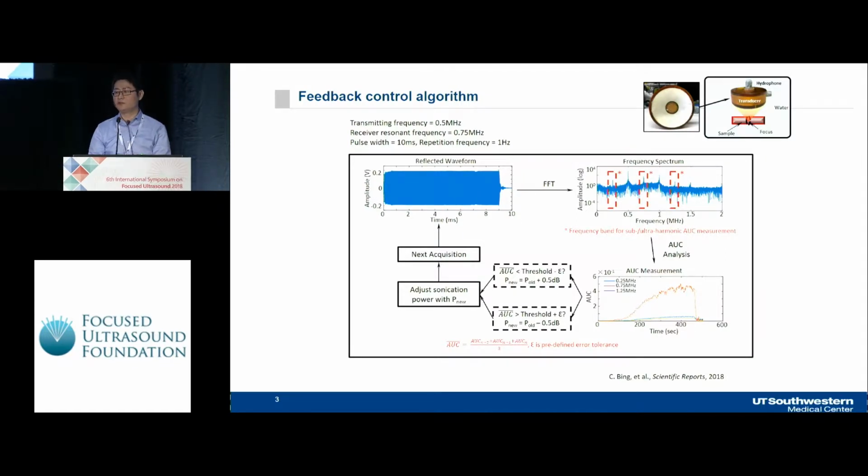During the feedback control, we're mainly looking at ultra-harmonic emissions of the stimulated nanobubbles during the BBB experiment. And during the feedback loop, the ultrasound energy or pressure was adjusted in a real-time manner, trying to maintain that ultra-harmonic emission at the desired level, trying to achieve a more reliable, robust blood-brain barrier opening.